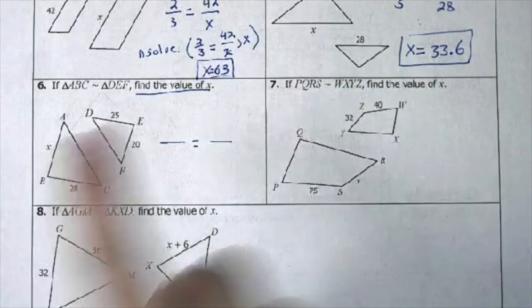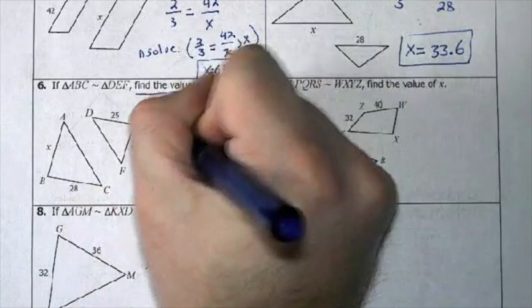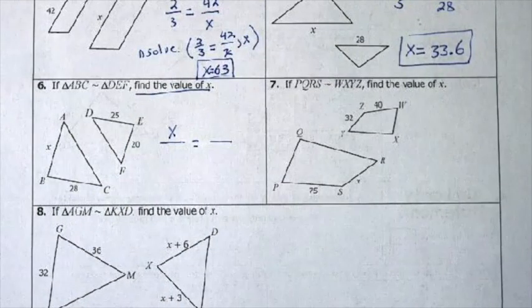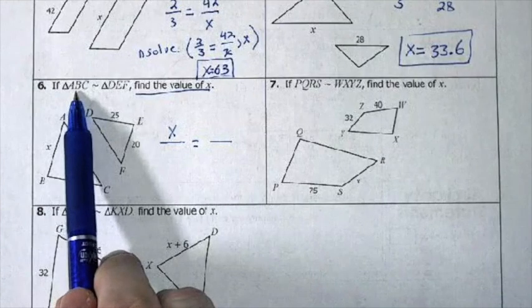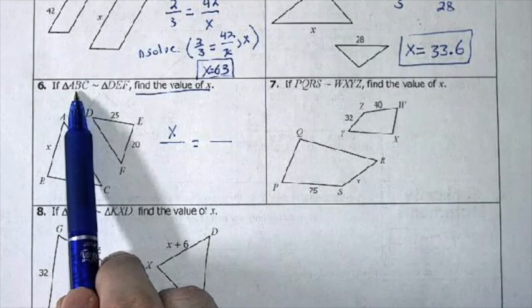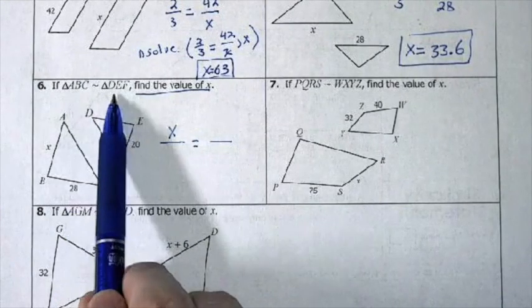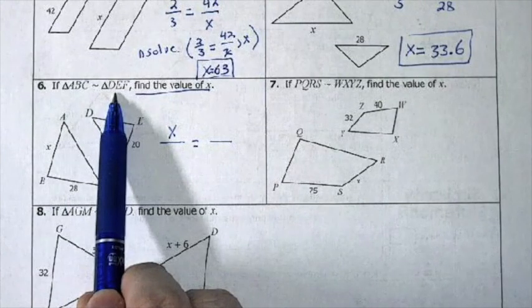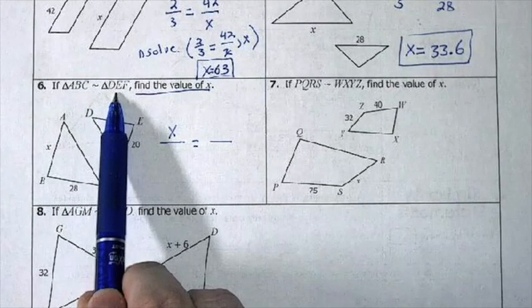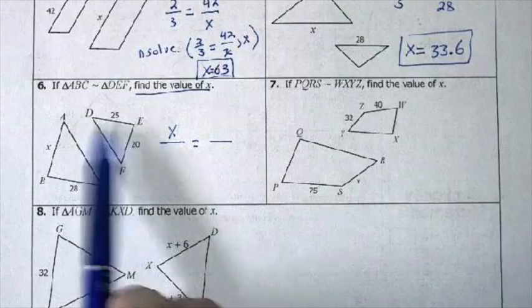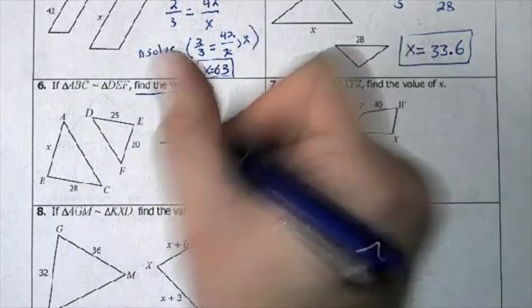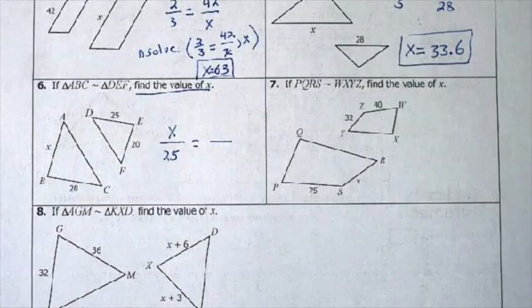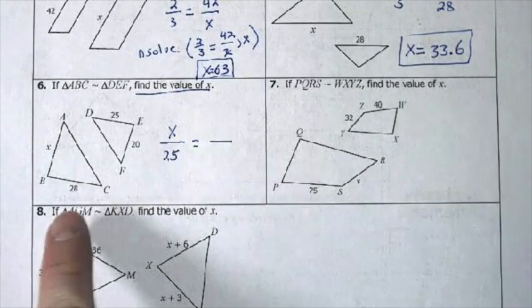And so I'm going to start wherever my x is. Here's my x, and it's on side AB, so I'm going to put my x on the top side of that fraction. Then I'm going to look at my similarity statement, and AB is the first 2 letters of the similarity statement on the first triangle, and DE is the first 2 letters on the smaller triangle. So I need to match AB up with DE, and DE, looking at the triangle, is 25.